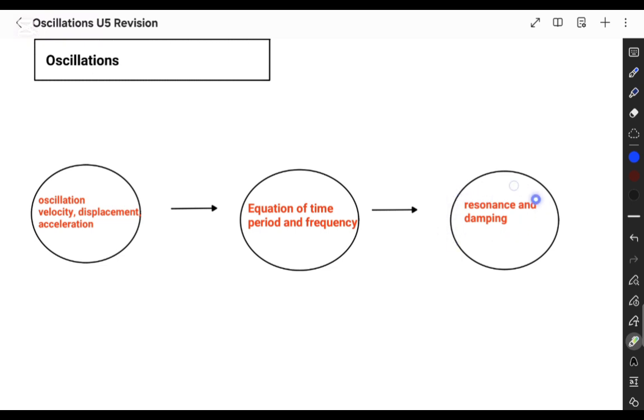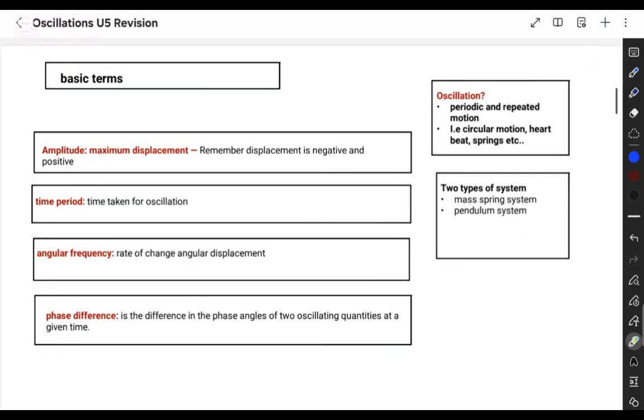And then last but not the least, we're going to be going over a big part of this chapter that usually is a bit more tricky, and that is resonance and damping. So first, let's understand some basic terms.